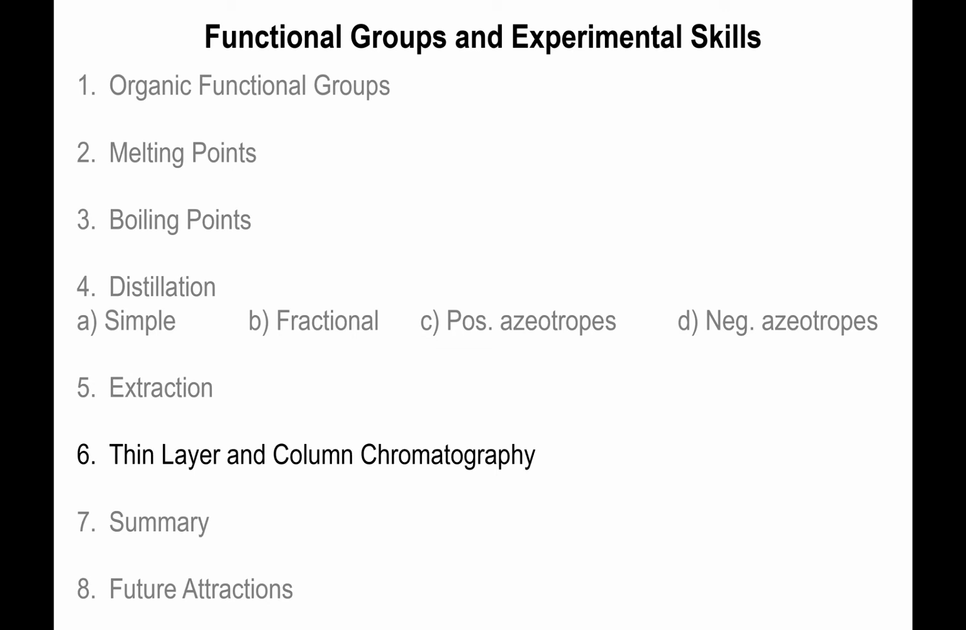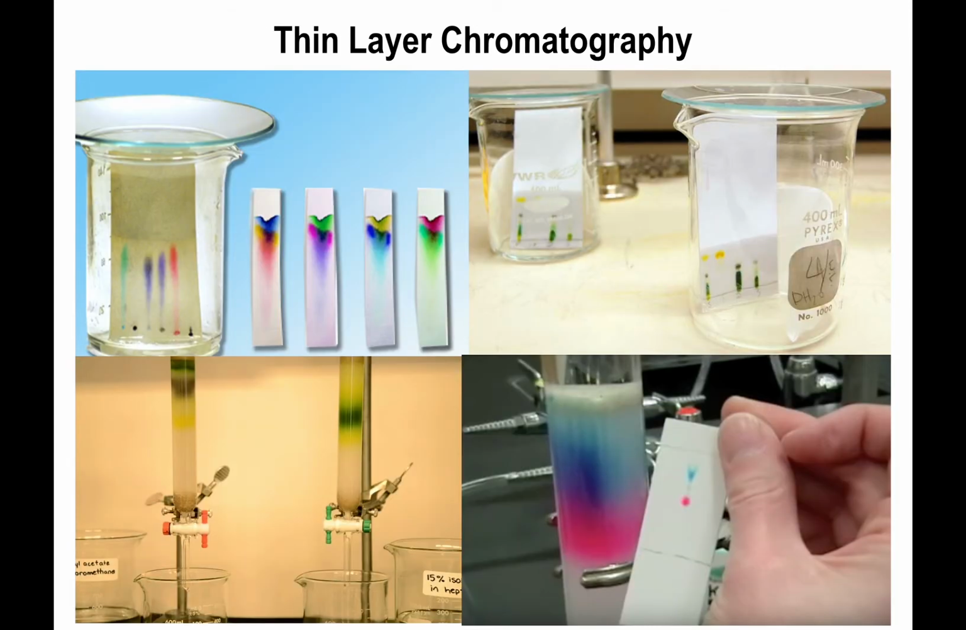Alright, let's talk about thin layer and column chromatography. This is perhaps the most efficient and most utilized way of separating and purifying organic components from one another. And technically what you're doing in chromatography is to run a solution of your mixture.